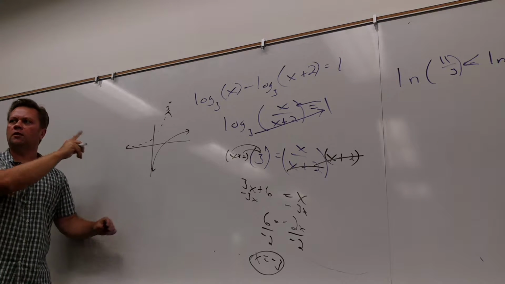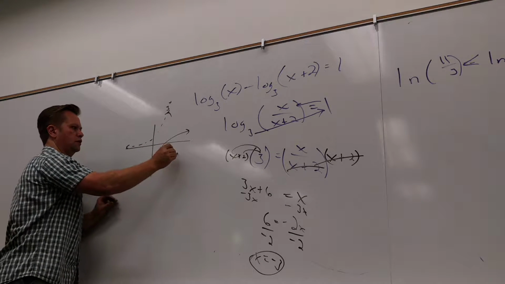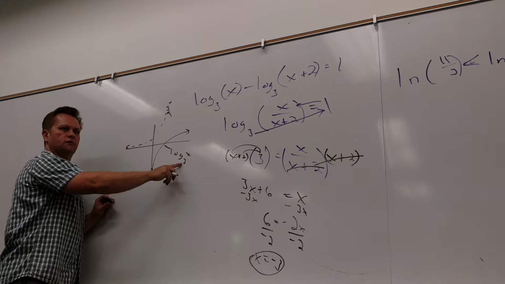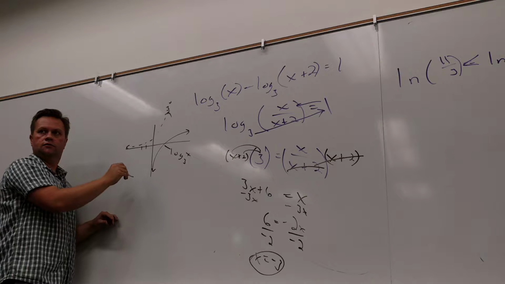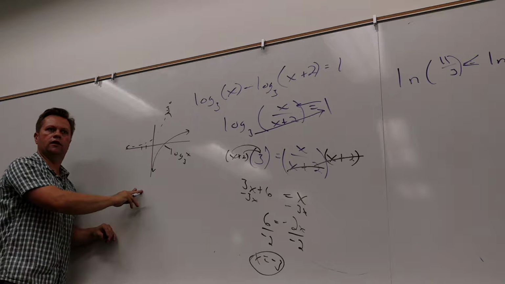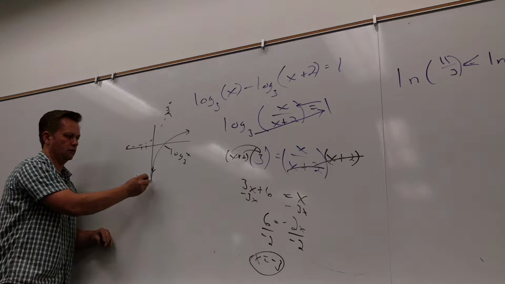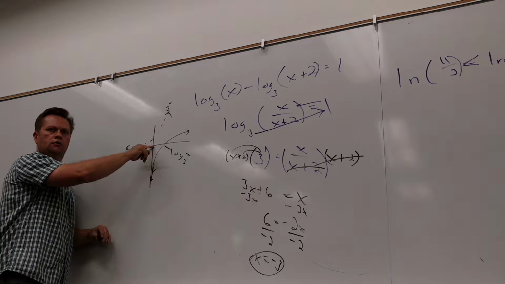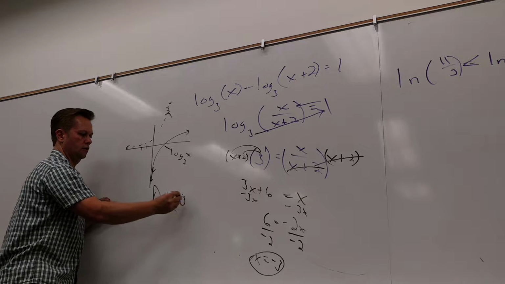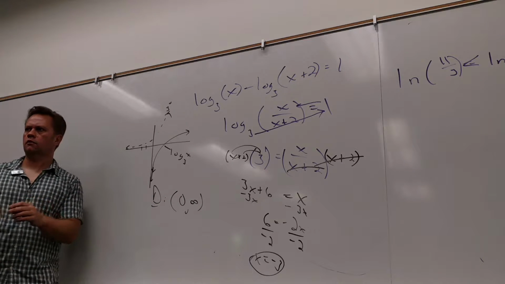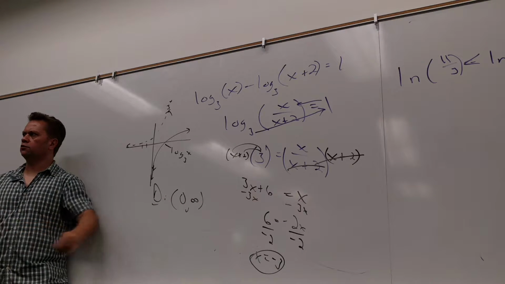What does that say about the domain? This is log base 3 of x. What's the domain of it? What's the lowest it can go? It can't even quite get there. Can it use negative x's? No, because it doesn't exist over there. In fact, what's happening here? Can you use 0? No. It never gets there. So the domain would be 0 to infinity.